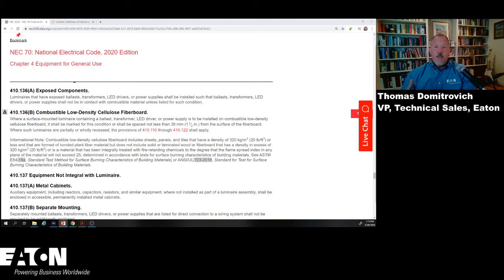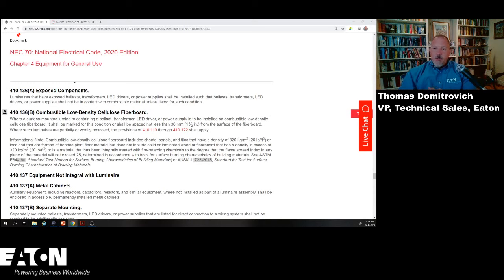And as you can tell, there are various areas in the NEC that address what can and cannot be installed in certain locations, and then how far away from combustible materials those fixtures need to be placed. All right, so before we get on to the next one, I'm going to take a look at some of my YouTube and Facebook comments if we have anything in there.